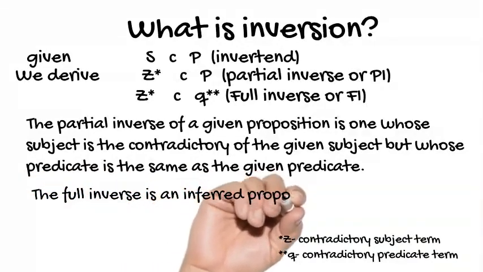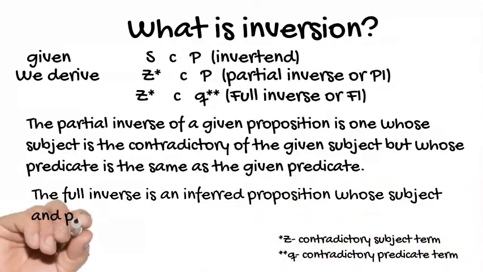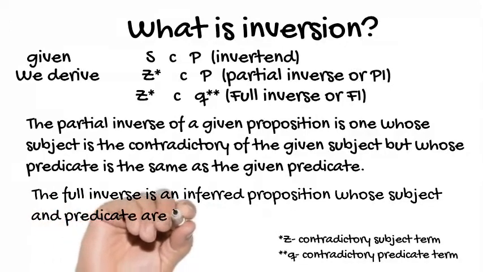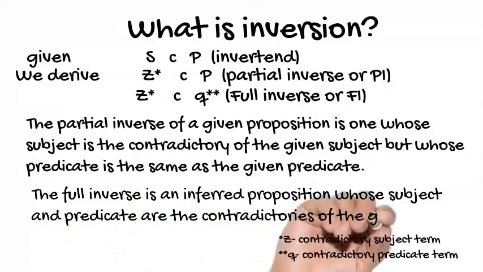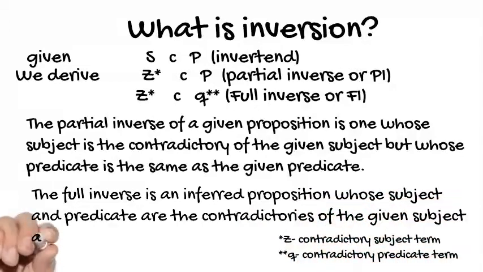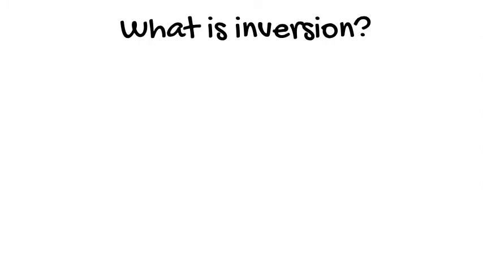On the other hand, full inverse is an inferred proposition whose subject and predicate terms are contradictories of the given subject and predicate. So you can see in the full inverse wherein both the subject and the predicate of the full inverse are contradictories of the given proposition.